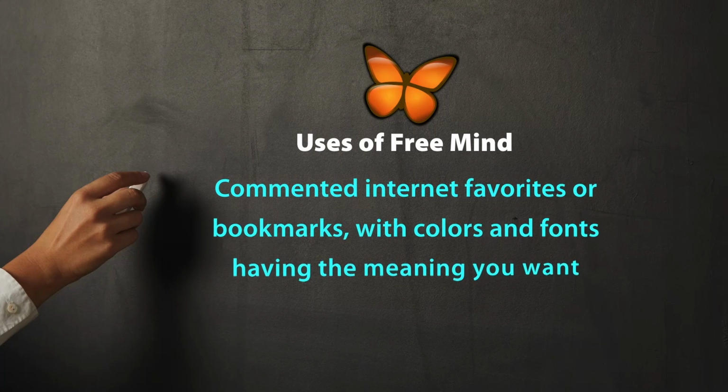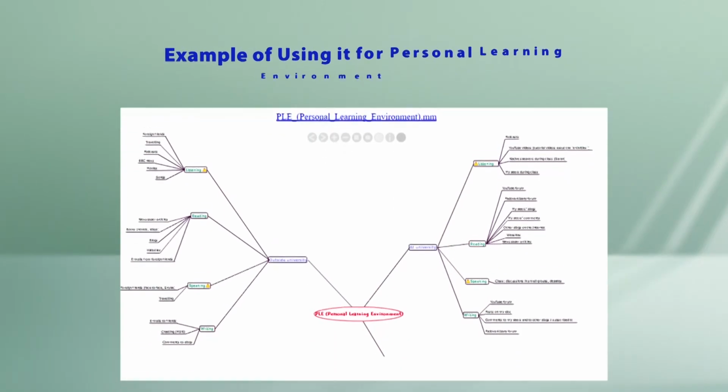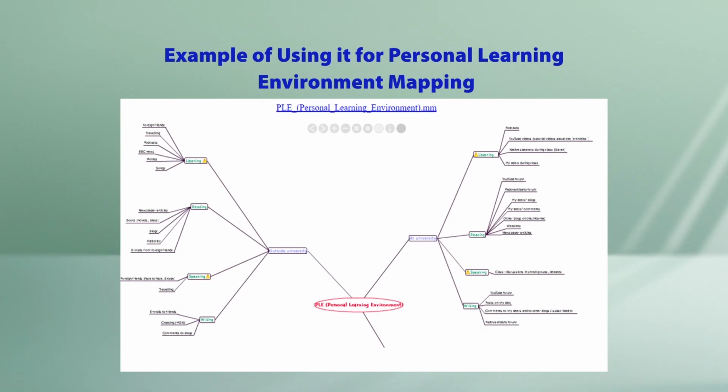It is also used for bookmarks, for keeping all your important things, your favorites, your educational qualifications, your personal data, all that in one place so that it is easily accessible. So if you look at examples, this is an example of a personal learning environment. There are many examples: project management, ICT pedagogy, whatever. Any concept you can put using FreeMind.